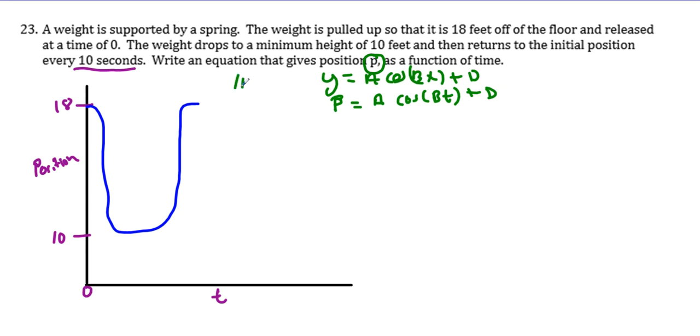Amplitude is basically high minus low, over 2. So it's going to be 18 minus 10, which is 8, over 2, which is equal to 4. So my amplitude is 4.